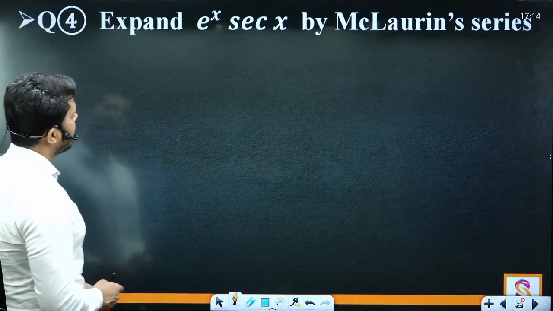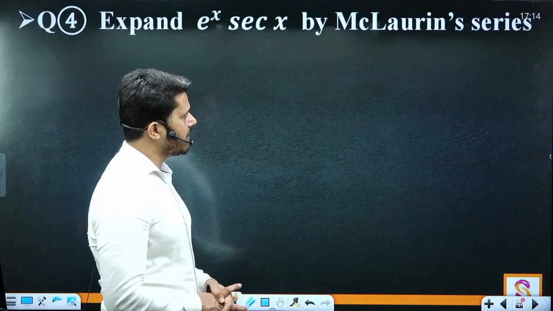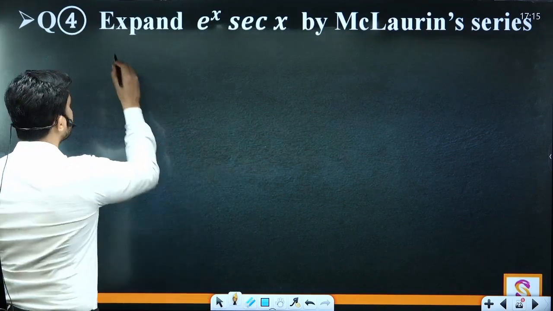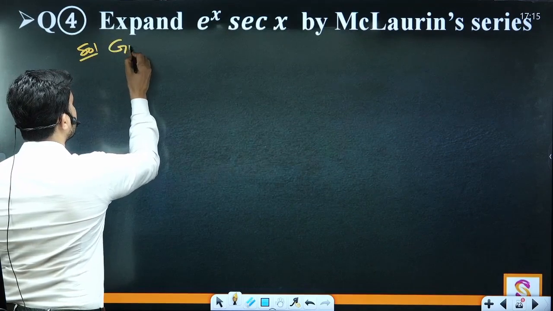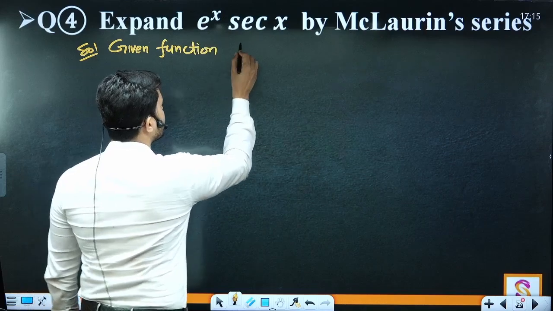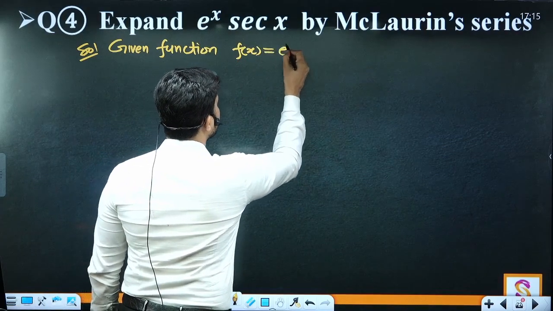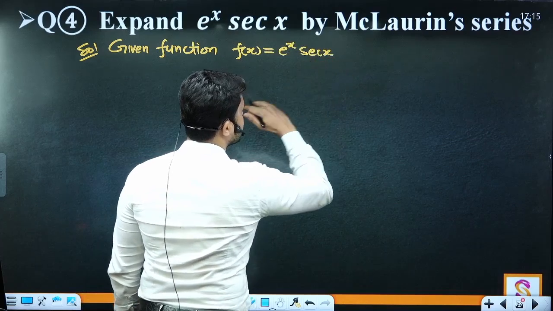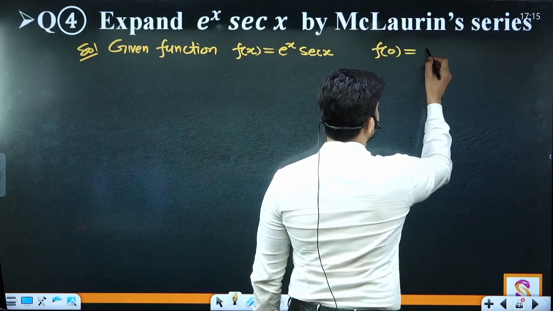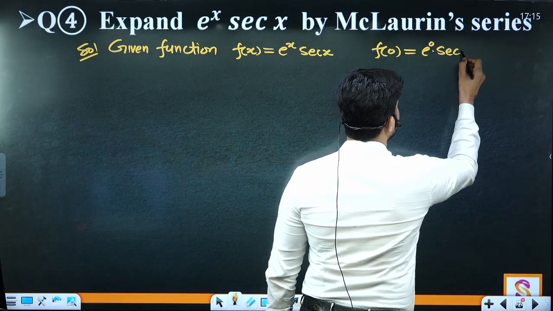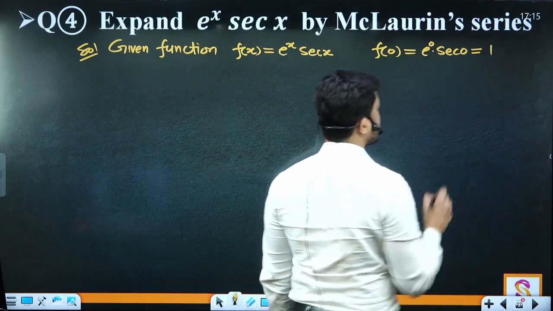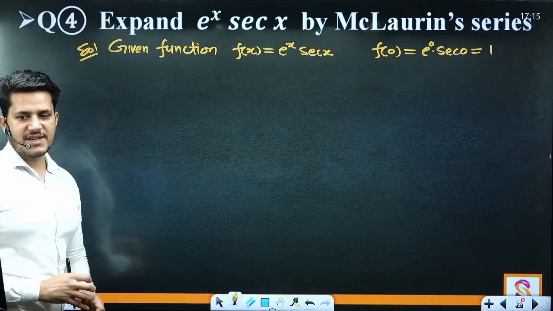It is given: expand e to the power x sec x by Maclaurin's series. So what will we do? We take the given function as f(x) equal to e to the power x into sec x, and find its values. f(0) is e to the power 0 into sec 0. e to the power 0 is 1 and sec 0 is also 1, so 1 multiplied by 1 is equal to 1. Final answer of f(0) will be 1.